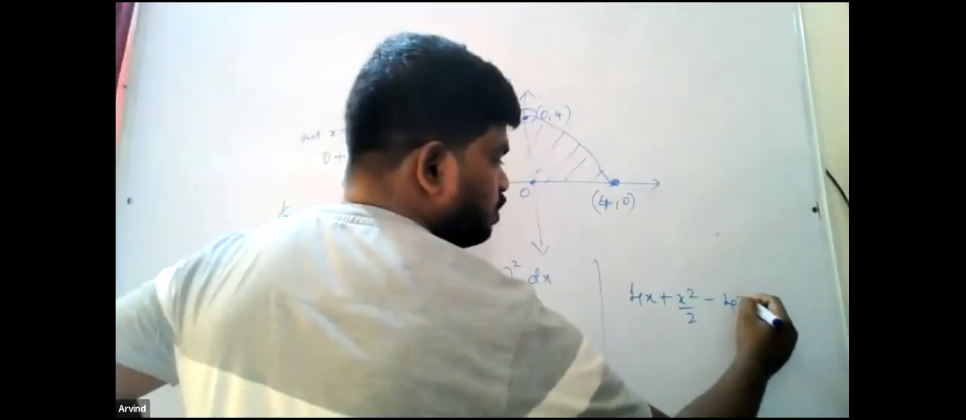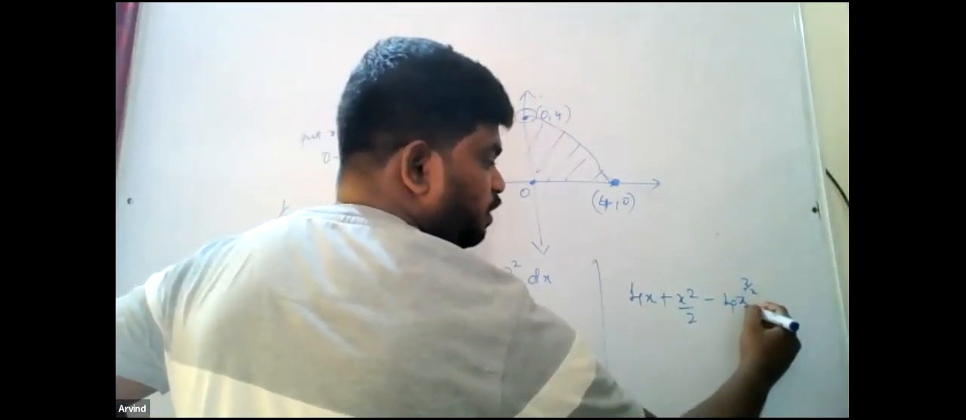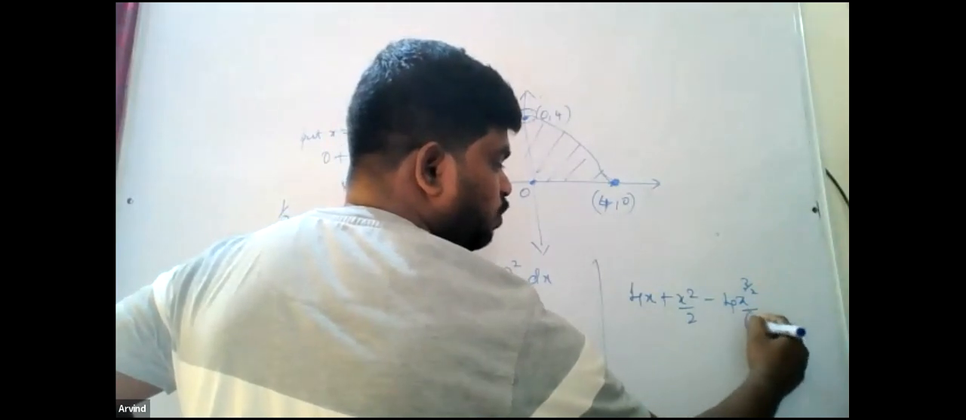of root x. So root x, take it as x to the power of 1 by 2, then you can do it. So it will become x to the power of 3 by 2 divided by 3 by 2, which is 2 by 3 when inverted. Next step I'll do it.